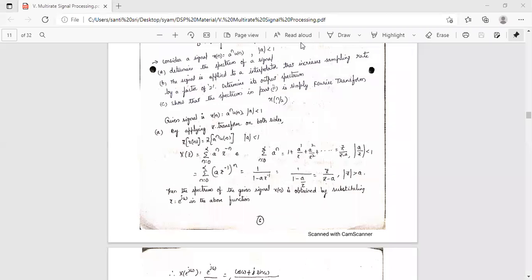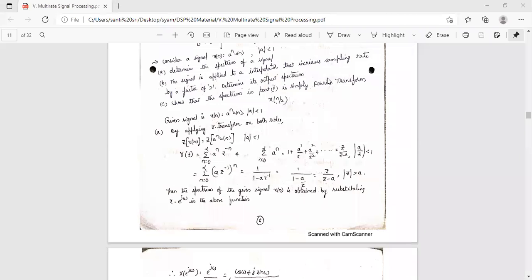A power n into u of n. So u of n in the sense it is varying from 0 to infinity. First of all we have to find the z transform of this one, a power n into u of n. That is sigma n equal 0 to infinity a power n into z power minus n, which is nothing but a into z power minus 1 whole power n.